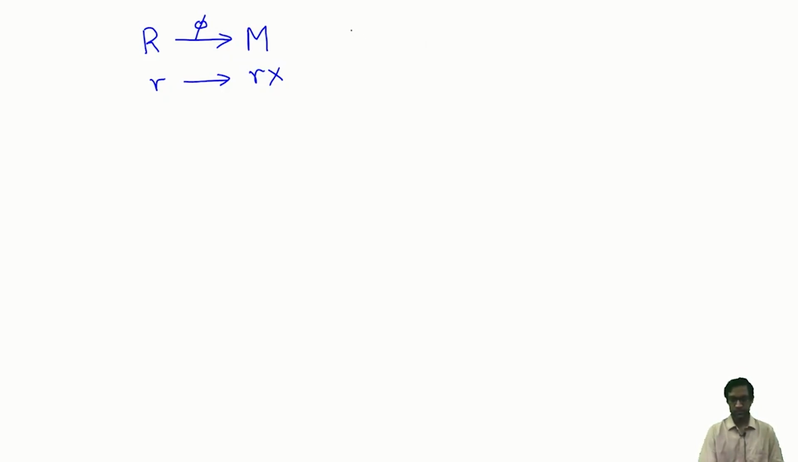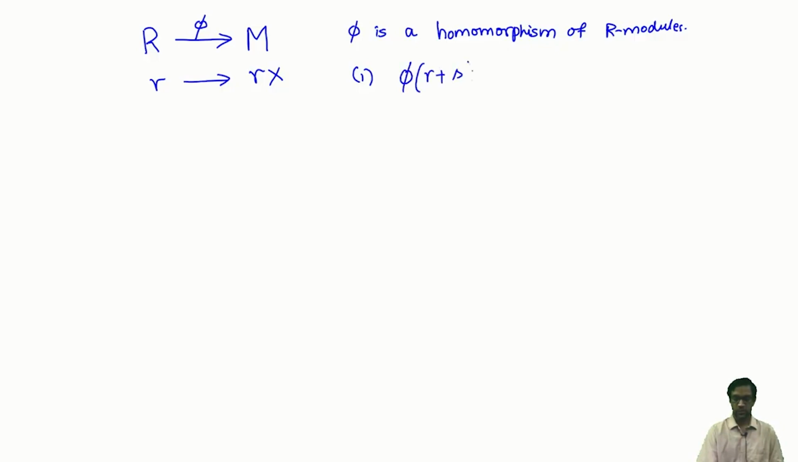The first thing to observe is that, since both R and M are R modules, this map is a homomorphism of R modules. Let's verify the properties. On the one hand, if I take a sum of two elements on the left, phi of r plus s is (r plus s)x. But the fact that M is an R module means I have the distributive property: it's rx plus sx, and therefore that is just phi of r plus phi of s.